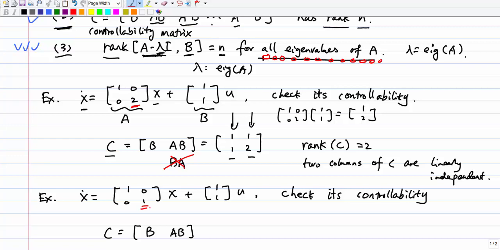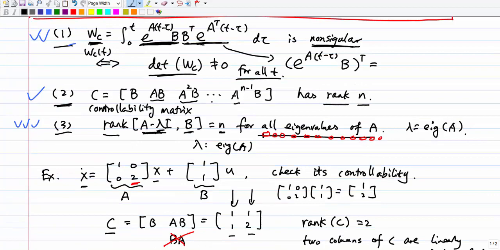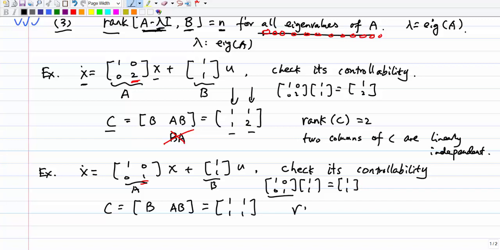We follow the same approach. We still use the second approach to check the controllability. First we have B. So B is 1, 1. And A times B, this is A, this is B, A times B is [1, 0; 0, 1] times [1, 1], so this is still 1, 1. It's 1, 1. Now we check the rank of C.